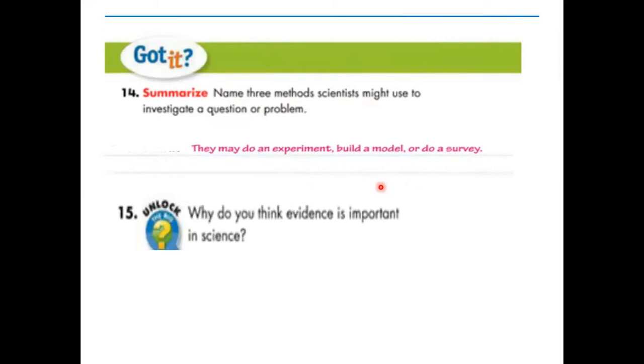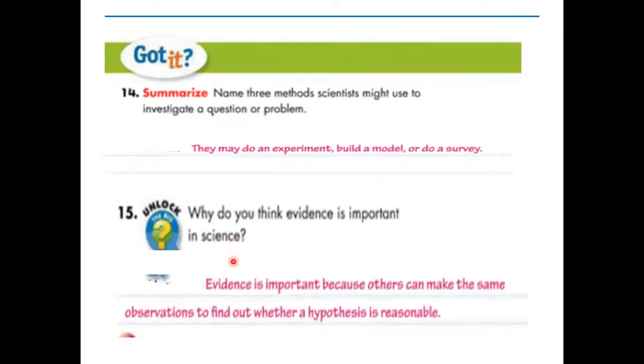Now question number 15. Why do you think evidence is important in science? Evidence is important because others can make the same observations to find out whether a hypothesis is reasonable or not reasonable. Now I want to show you here a model of a river.